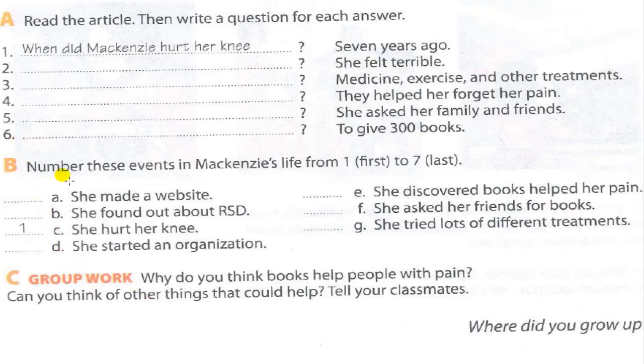Part B. Number these events in Mackenzie's life from 1 first to 7 last. So here you should put them in order from 1 to 7.